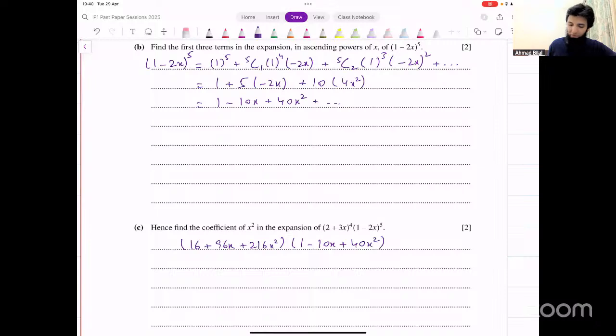Now what we are looking for is the coefficient of x squared. That's what you want to find out. Now, one idea is that we multiply this whole thing. That will be 9 terms. That will be a lot of work. To make it more efficient, we can just focus on terms that are going to give us x squared when multiplied. So 16 times 40x squared, that's one thing that we want. 96x, what do we multiply 96x by to get x squared? We multiply it by -10x. And what do we multiply 216x squared by to get x squared? We multiply it by 1.